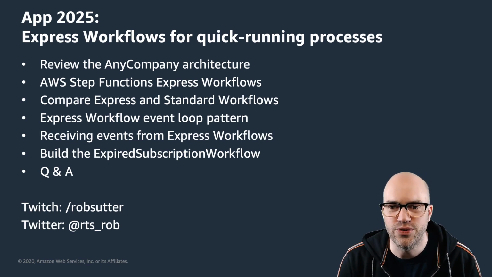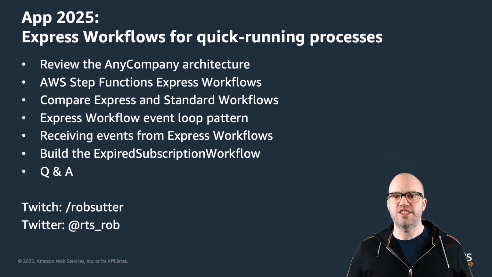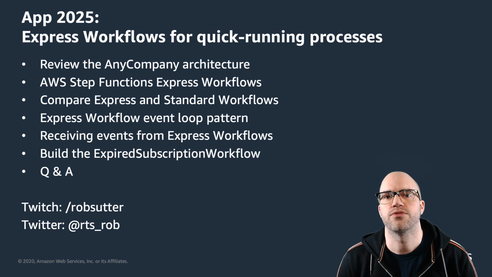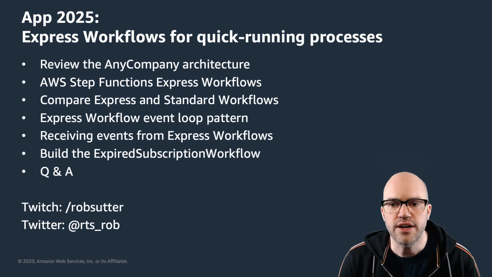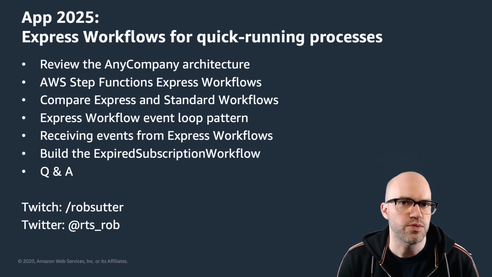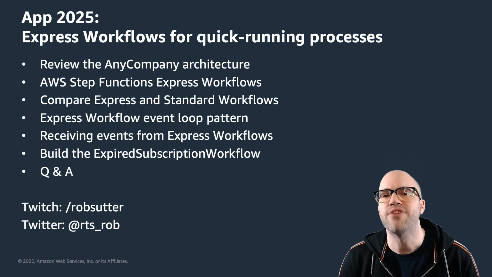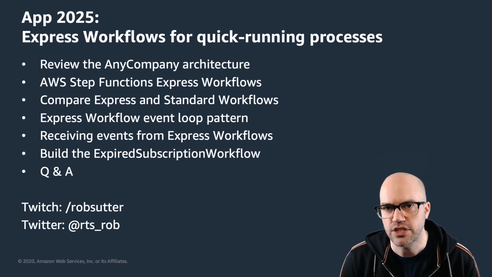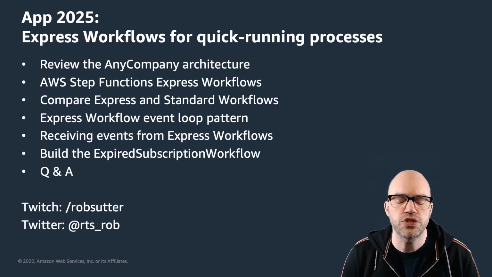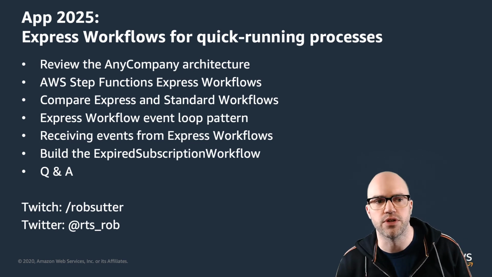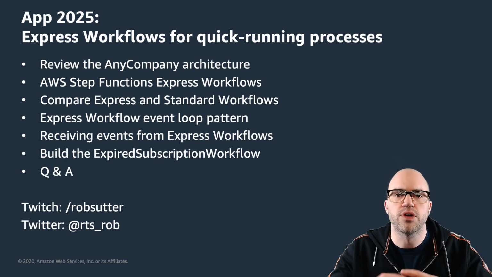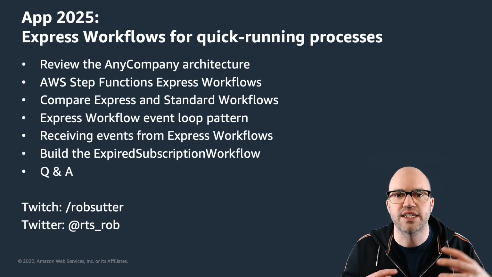Today we are going to cover a new step in our app for any company, and that's express workflows for quick running processes. These are AWS Step Functions Express Workflows, and these should be the default in your new architecture. So even if you have a business process that right now is one AWS Lambda function, you should consider wrapping that in an express workflow. And I'll explain why. That gives you a little more functionality as that process grows.